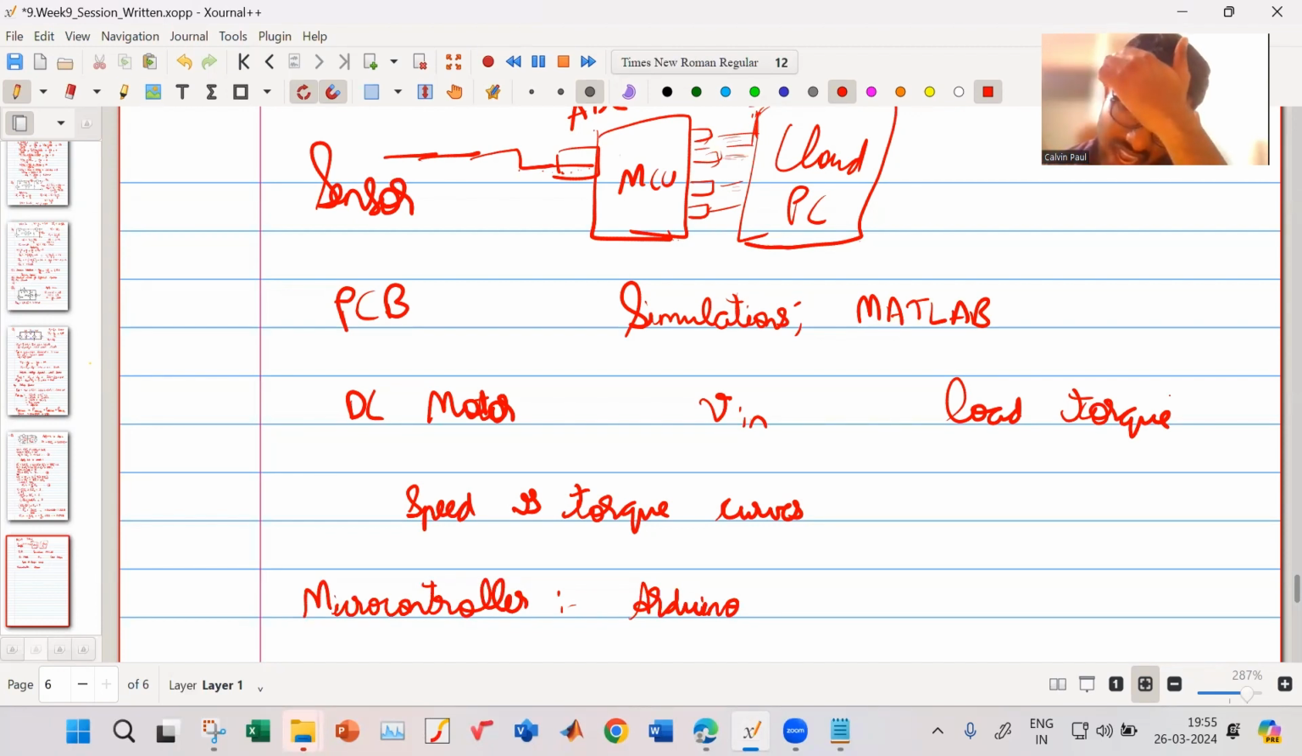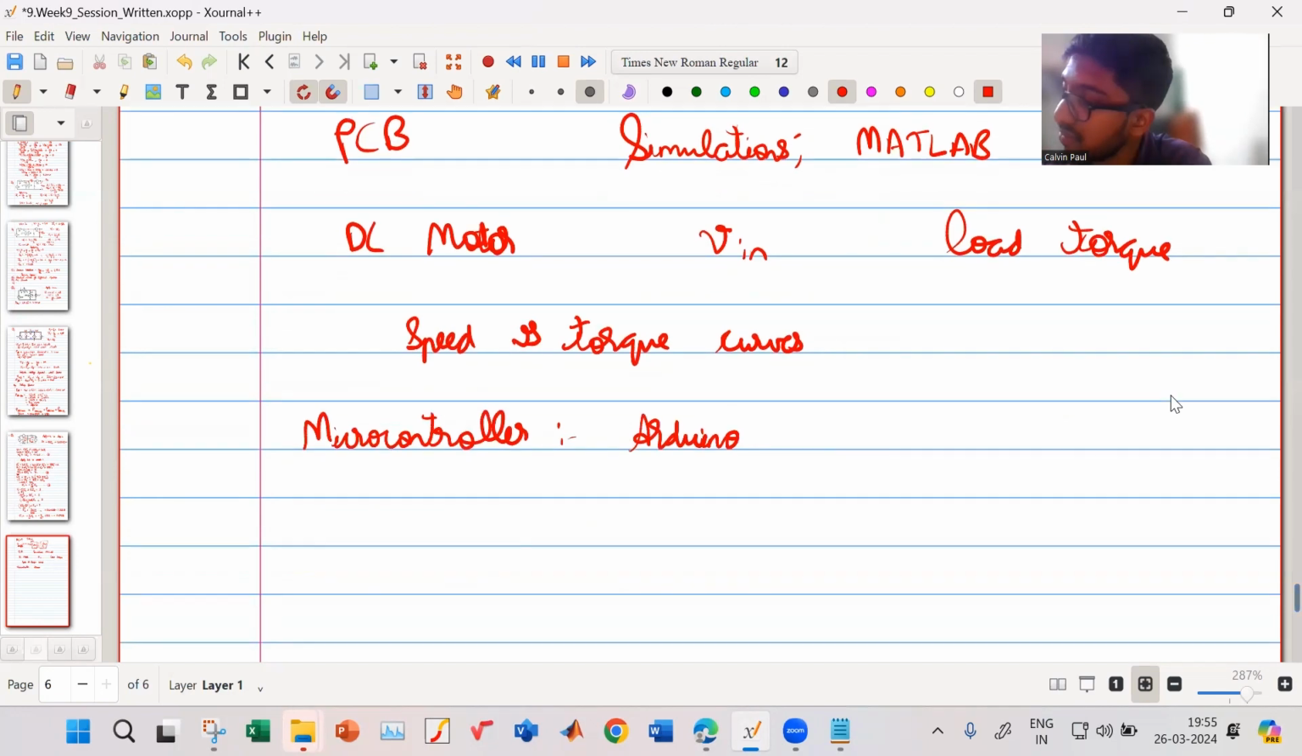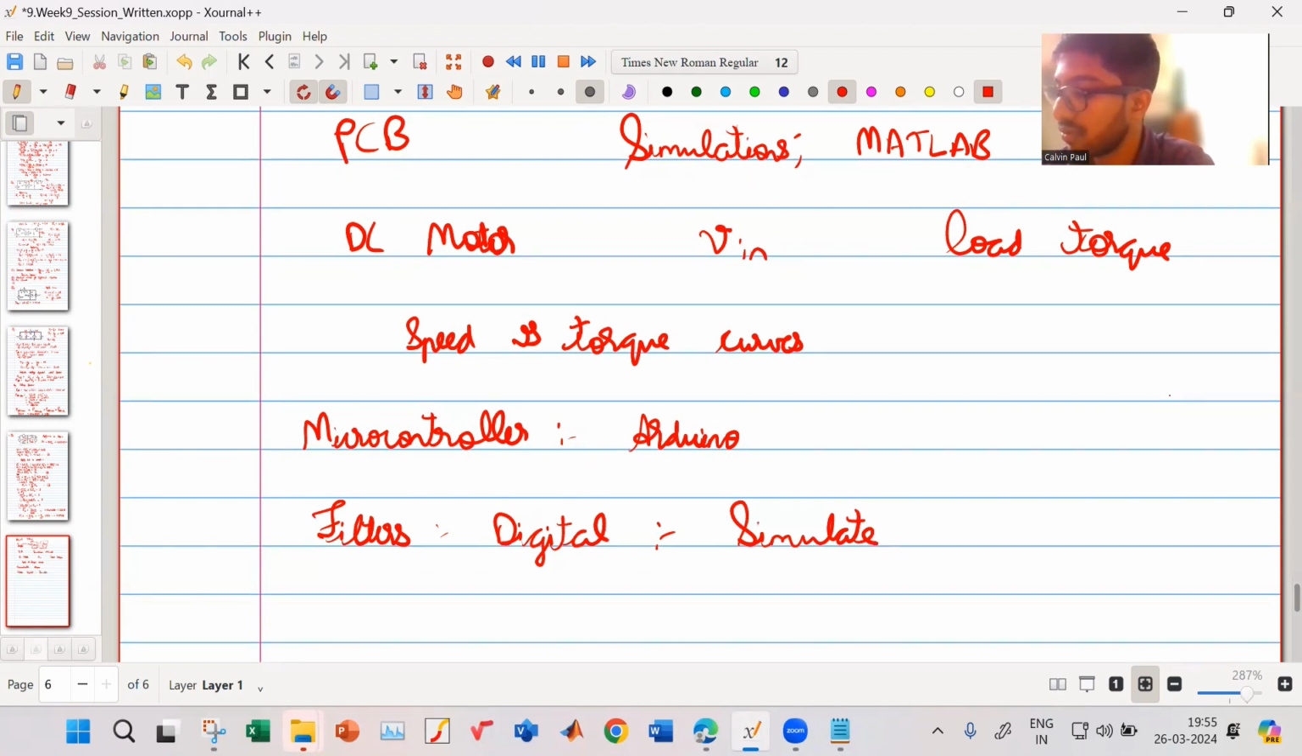Things which I really found interesting were filters. I found filters very interesting, various sorts of filters, and digital filters also. These things you can actually simulate, and you can see. So filters are things you can simulate on software, and later on you can implement them in your Arduino or in your hardware also.